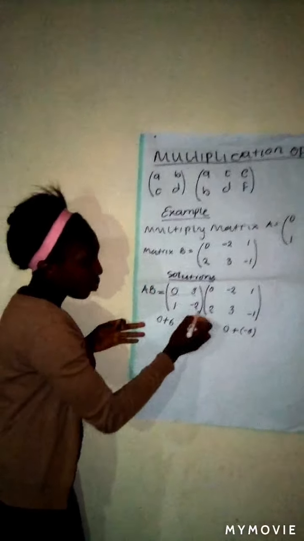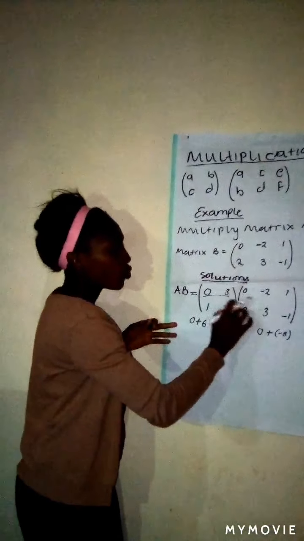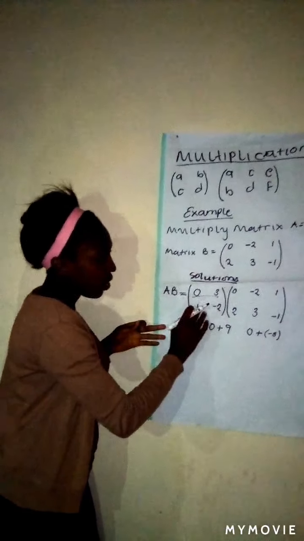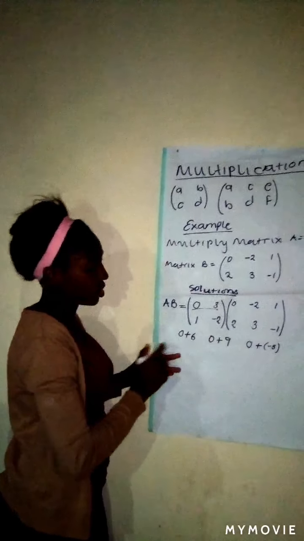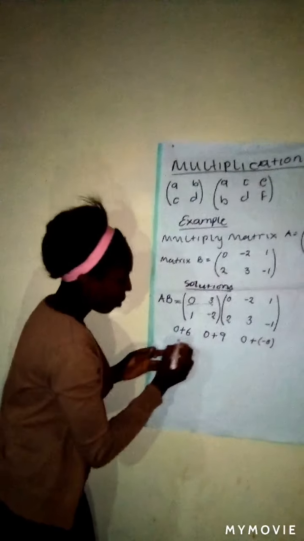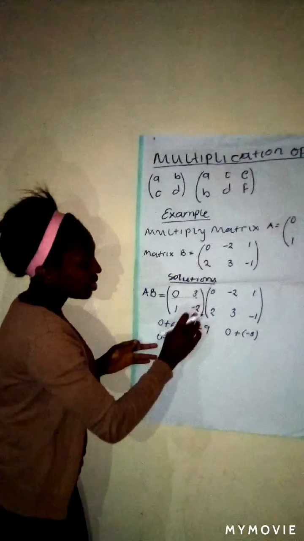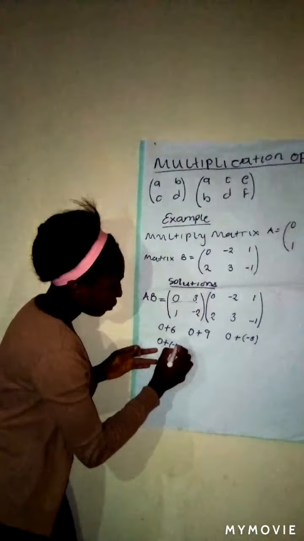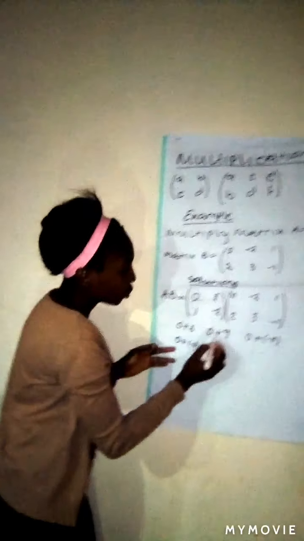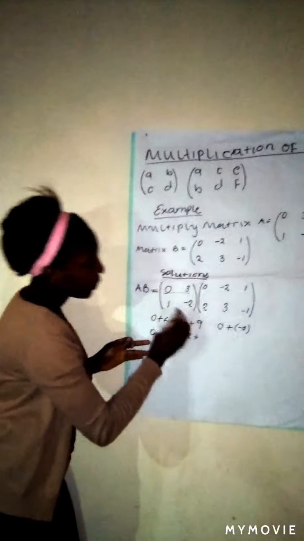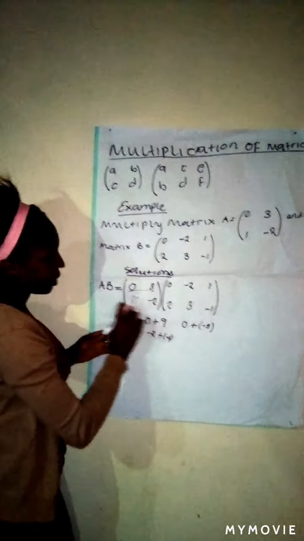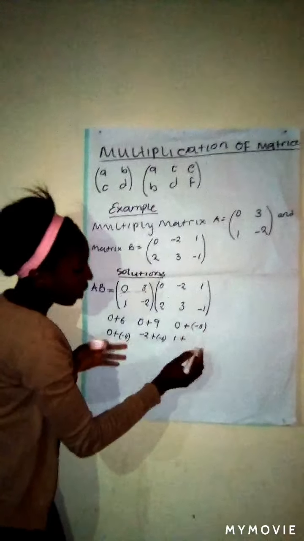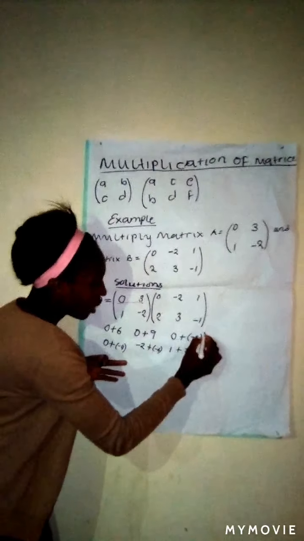So I go to the second row and multiply it with all the columns again. I write this in the second row of my solution because I'm using the second row of my first matrix. I say 1 times 0, I have a 0, plus -2 times 2, I have a -4. Then 1 times -2, I have a -2, plus -2 times 3, I have a -6. I leave a space. Then 1 times 1, I have 1, plus -2 times -1, I have a +2. Then I close my matrix.